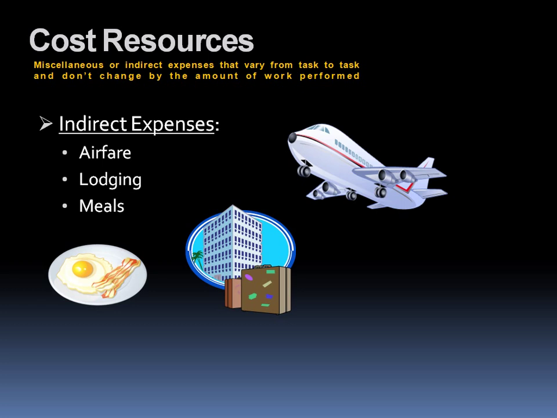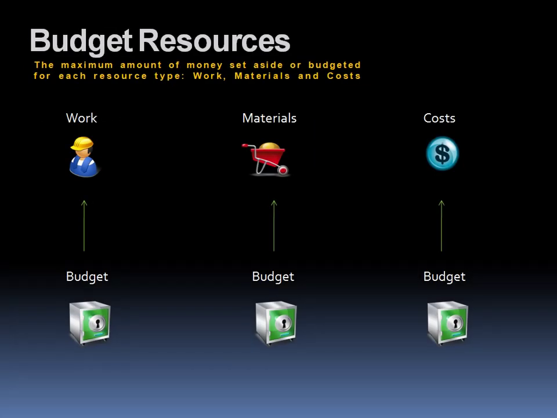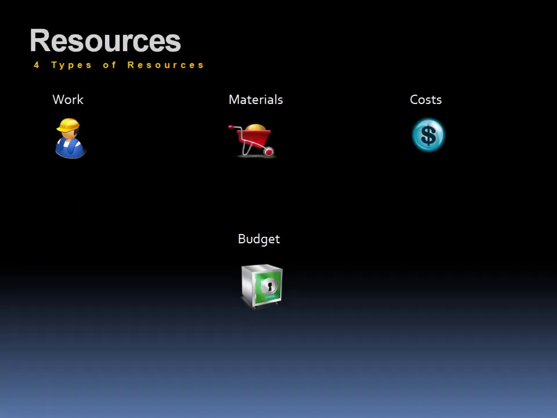The 3rd type of resource are your cost resources. They're basically miscellaneous or indirect expenses that vary from task to task and don't change by the amount of work performed. They include airfare, lodging, meals, things that don't really have a direct impact, but you still want to keep track of the expenses because they're part of the project. And then finally we have what's called a budget resource. Basically it's the maximum amount of money set aside or budgeted for each resource type. So we've got a set budget for our work, a set budget for the materials, a set budget for the costs. And like I said, those are the 4 types of resources.